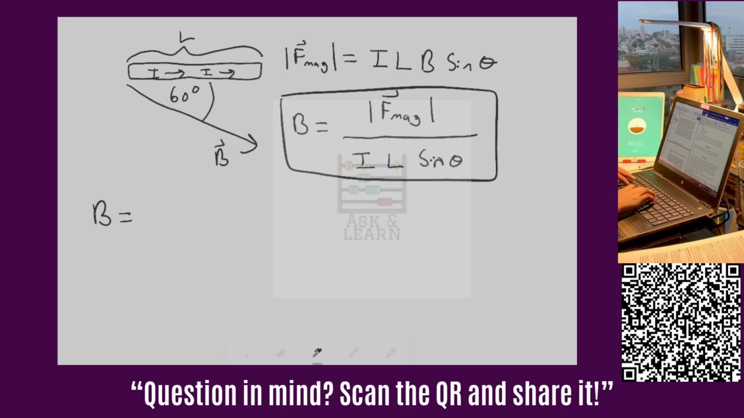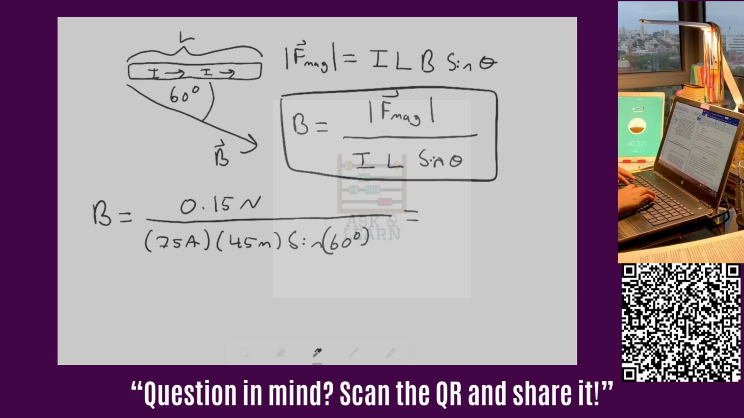Okay, then we're pretty much done. Just got to plug in everything. What is the value of the force that this wire feels? It's 0.15 newtons. The current it's carrying is 75 amps. The length of the wire is 45 meters. And the angle between the magnetic field and the wire is 60 degrees. We plug all of this in, and we see we get an answer of the magnitude of the magnetic field through which this current is traveling is 5.1 times 10 to the negative 5 teslas.